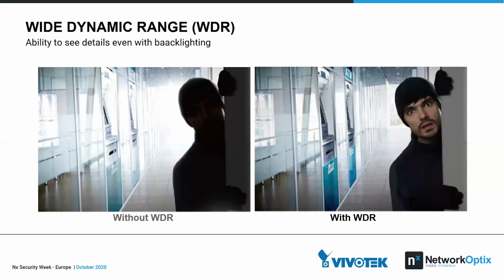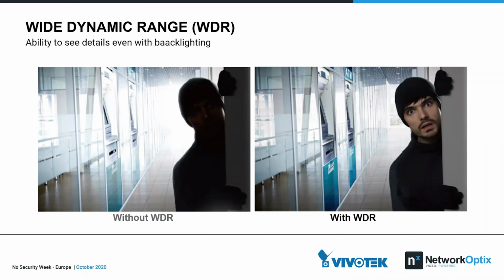The second one is about backlight. It's what we call the wide dynamic range, or WDR. This technology is here to allow you to see clearly the areas which are overexposed, for example, if you have the sun or reflection of the sun in the image, and the areas which are underexposed. It's combining 2 images with different exposure times together.